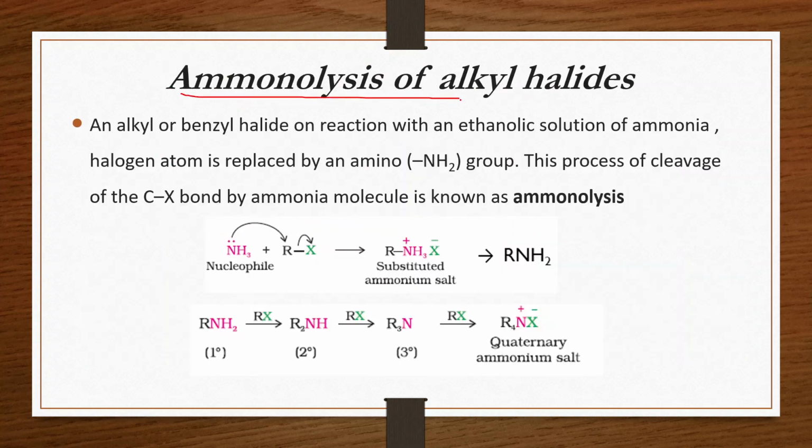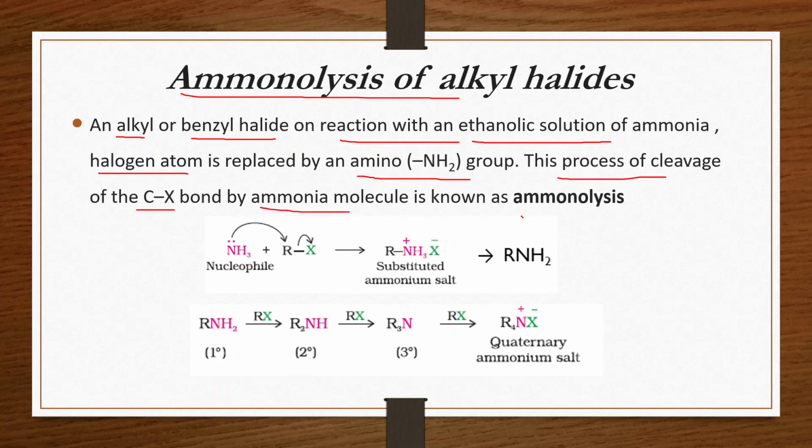Ammonolysis of alkyl halides. When an alkyl or benzyl halide reacts with an ethanolic solution of ammonia, the halogen atom is replaced by an amino group. This process of cleavage of the C-X bond by ammonia molecule is known as ammonolysis. Say this is nucleophile. When it reacts with this alkyl halide, then we will get substituted ammonium salt, and this will finally convert into the amine, primary amine.